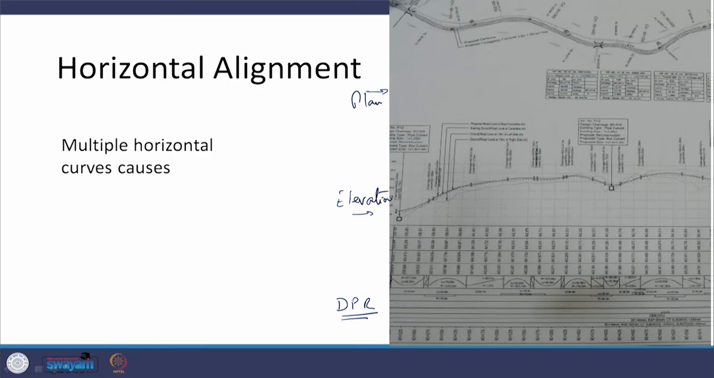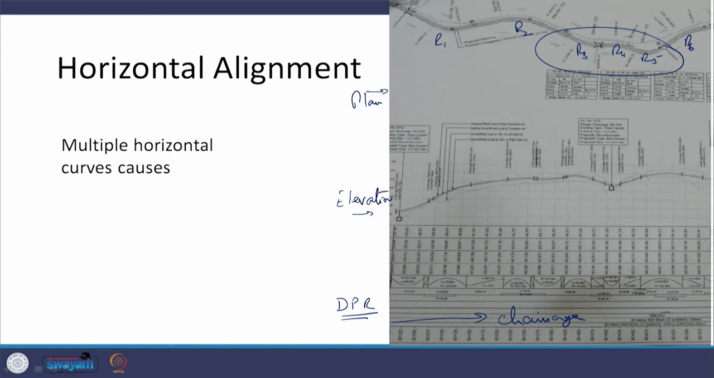elevation, and the change has been given in this direction. All along the length of this alignment, how the profiles are changing in plan and elevation has been depicted. If you look at the plan, you have one curve here which can be defined by its radius R1, then there is another one as R2, then R3, then R4, R5, R6. So, in this segment we have three horizontal curves, in a short distance only.